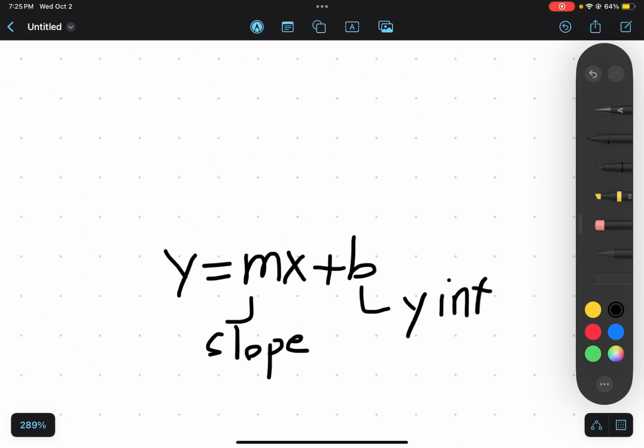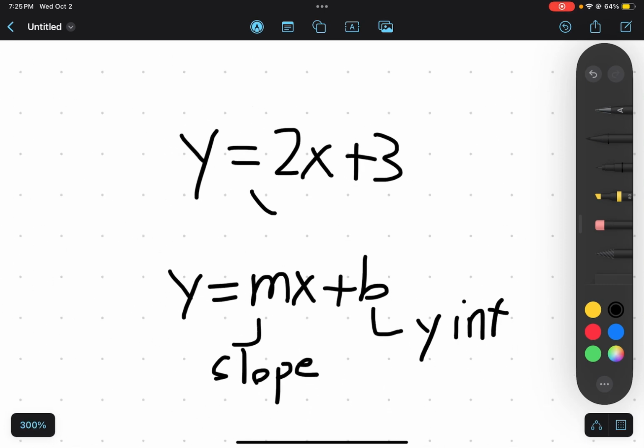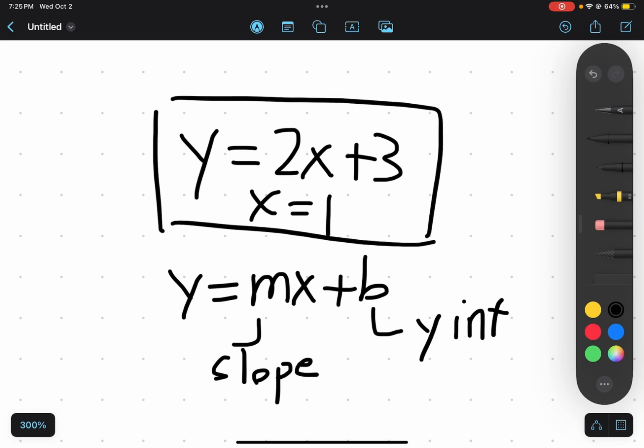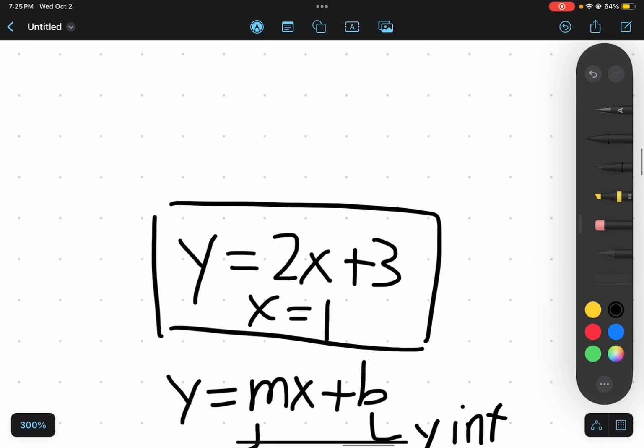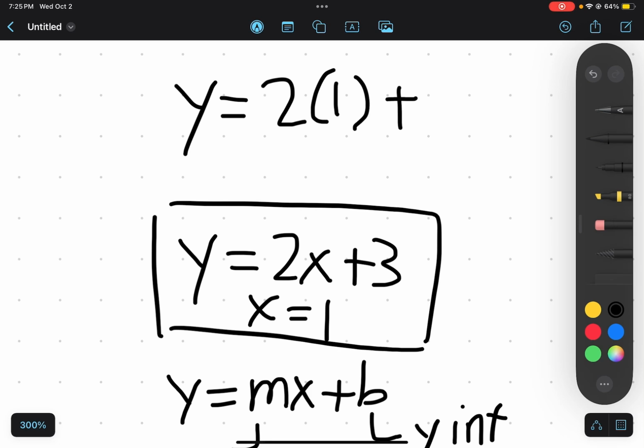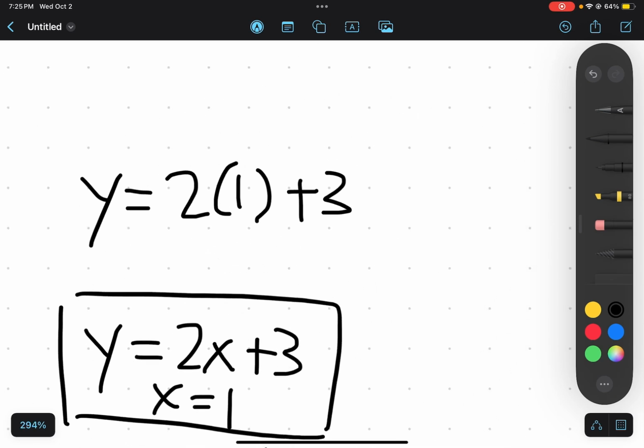So let's try a basic example. Y equals 2x plus 3. So from here, let's try plugging in x equals 1. Pause the video if you want to try it. I'll give you a few seconds as well. Now if everyone's back, let's start. Plug in x, so y equals 2 times 1 plus 3. Very simple equation. This is almost elementary level. Then y would equal 5.